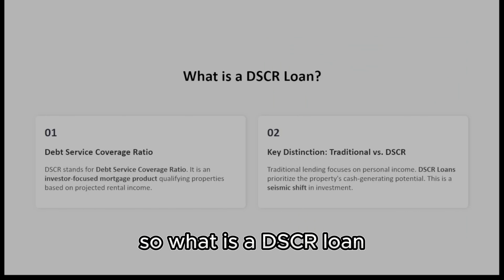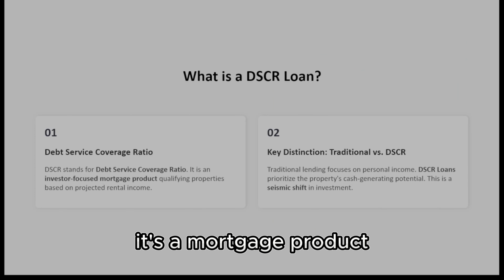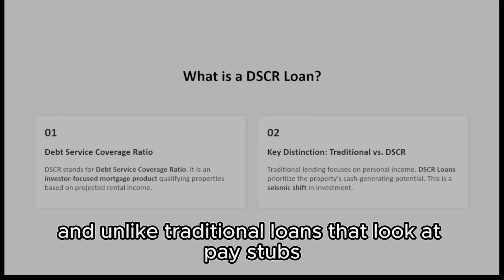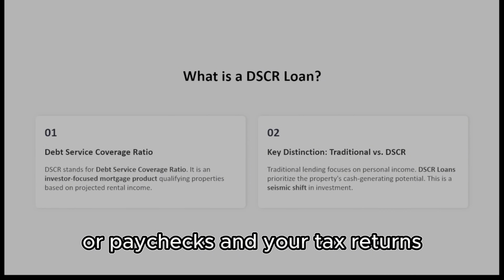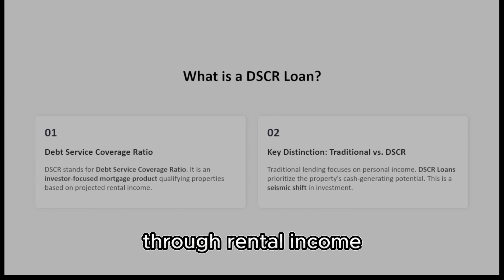So, what is a DSCR loan? It stands for Debt Service Coverage Ratio. It's a mortgage product specifically built for investors. And unlike traditional loans that look at pay stubs or paychecks in your tax returns, this loan looks at the property's ability to pay for itself through rental income.